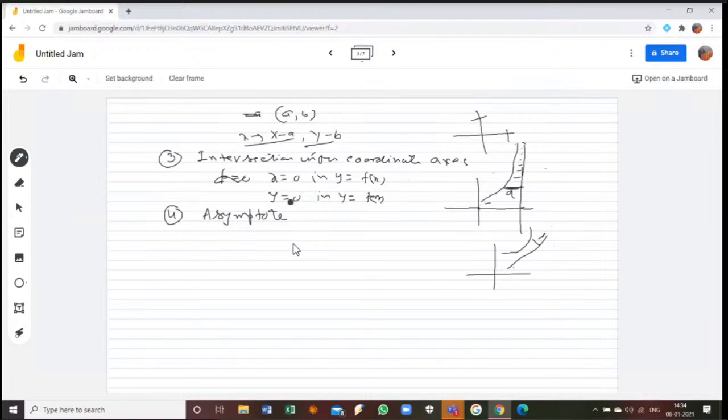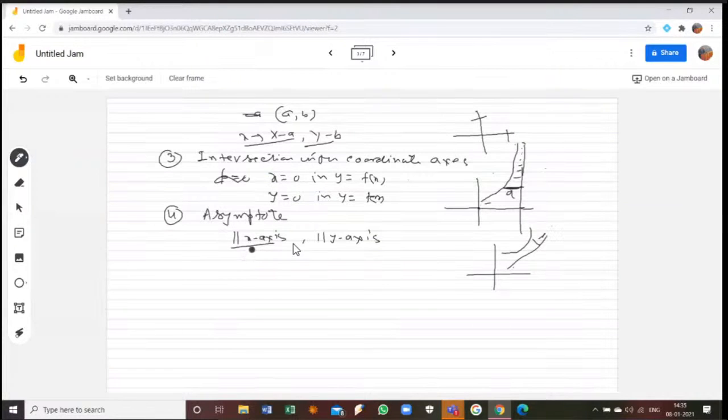So there are different rules. Generally, you have to find the asymptote parallel to the x-axis and parallel to the y-axis. Generally, this type of curve will come. So how can you get the asymptote parallel to the x-axis? You just have to equate the coefficient of the even power of y.